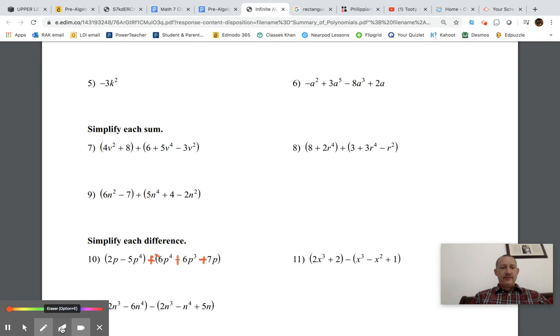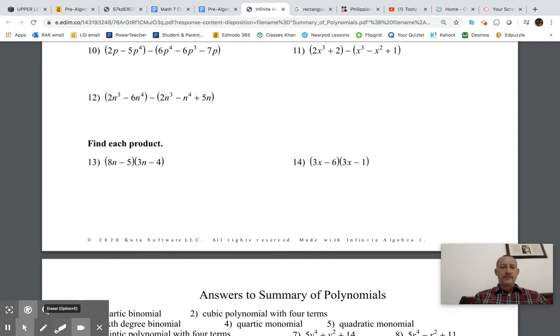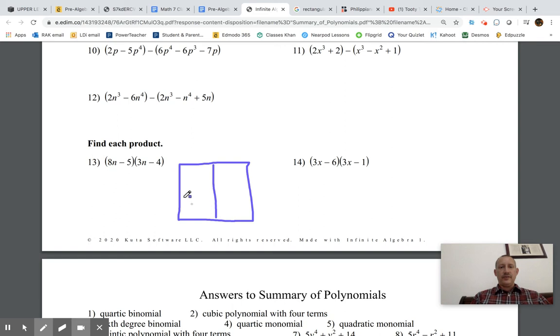And then finally, it's multiplying a polynomial times a polynomial. I've given you binomials. So again, you can use the box method, or you could use FOIL, if any of you know that. But we're going to do a 2 by 2. Box method works good even if it's not a binomial times a binomial. Okay? We have 8n, we have minus 5, and we have 3n and minus 4.